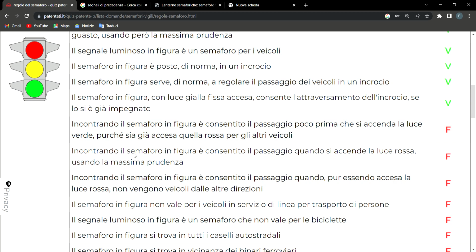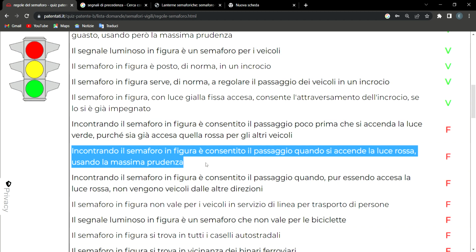It says, "il contrado il semaforo in figura è consentito in passaggio quando si accede la luce rossa usando la massima prudenza." So it's simply saying that, in a junction regulated with a traffic light, in a situation whereby the red light is on, you as a driver need to transit immediately, but only applying your maximum attention, and it's faster. The reason why it's faster: the red light always signifies stop. It simply means that you have to stop. So that is for that.